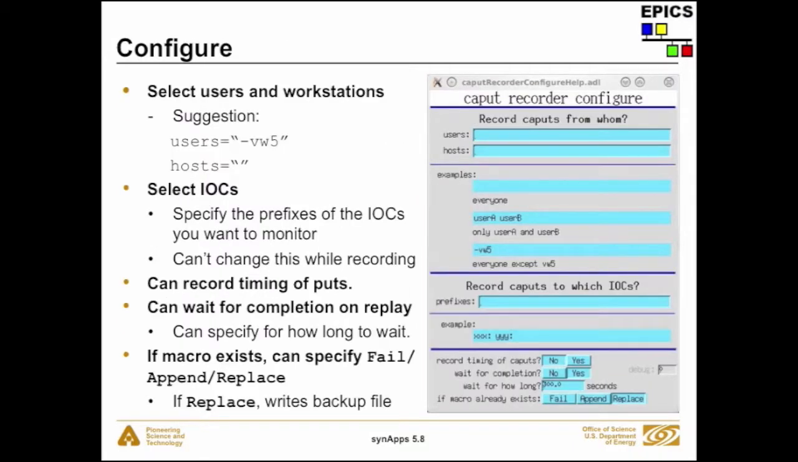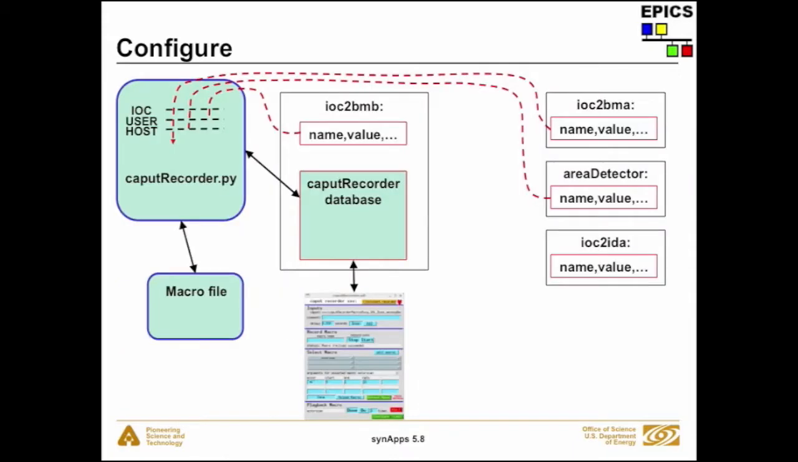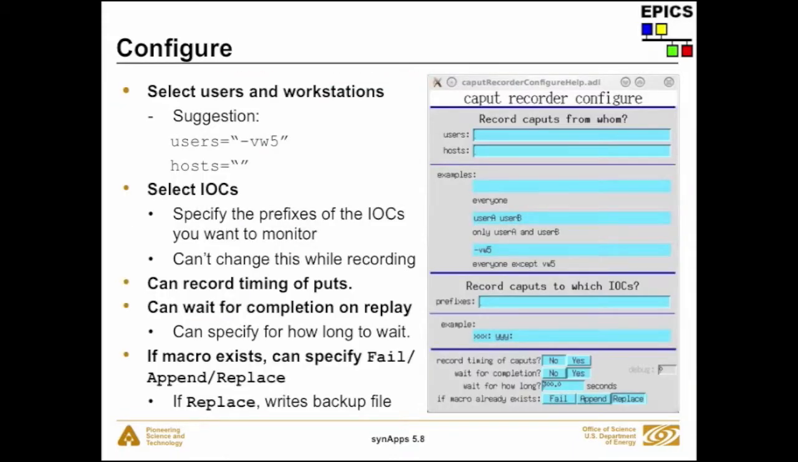So there are a number of configuration options. I'll show you a picture in a minute. You can select which users you want to record from and which workstations. And you can also select which IOCs you want caputRecorder to monitor for CA puts. So those three things you can change at runtime. And one of those things you can actually change in access security, but I'm not going to go into how you do it. It's listed in the documentation in some detail how you do that. But that's basically an access security thing, not a caputRecorder thing.